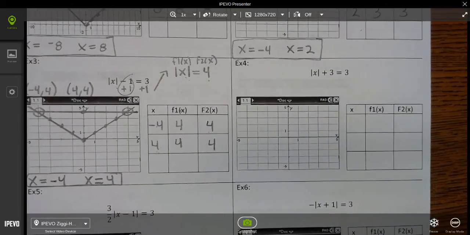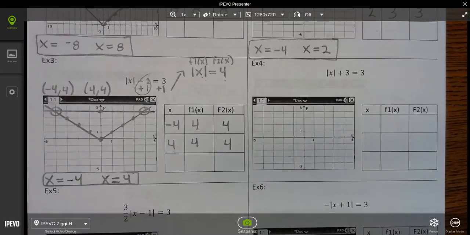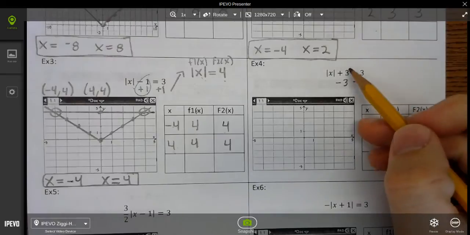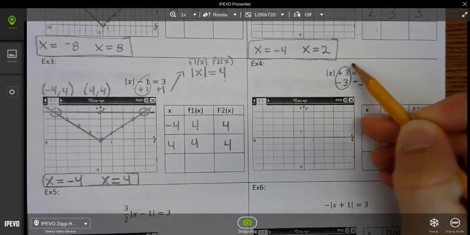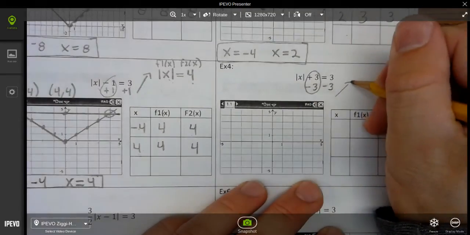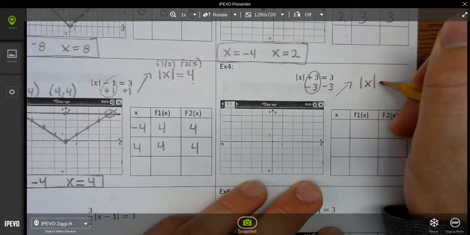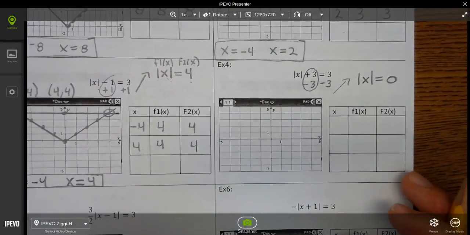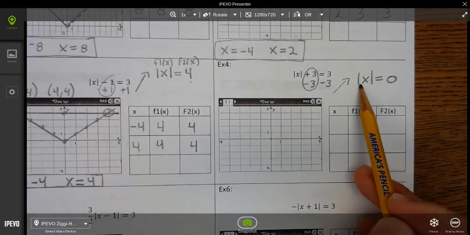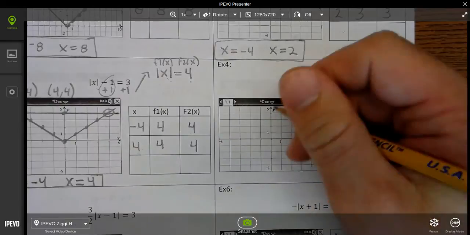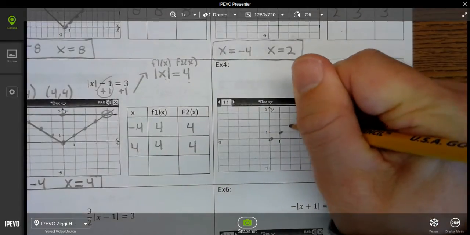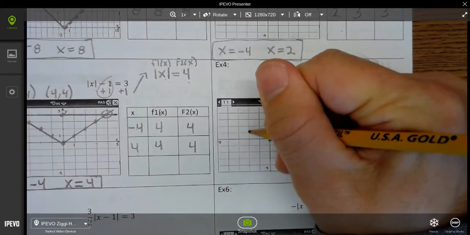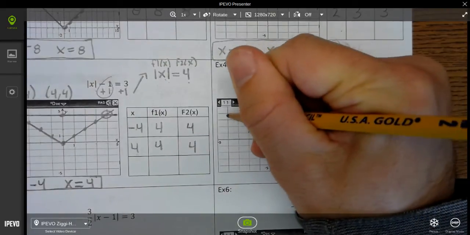So example 4, step 1, isolate the absolute value. So to do that, we're going to subtract 3 from both sides. 3 minus 3 is 0. So then you get the absolute value of x equals 0. Okay, so we know the left side is isolated and we know it's the parent function, so we know that this is 0, 0, 1, 1, 2, 2, 3, 3, 4, 4.